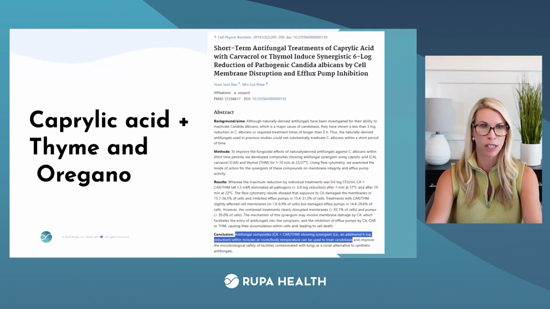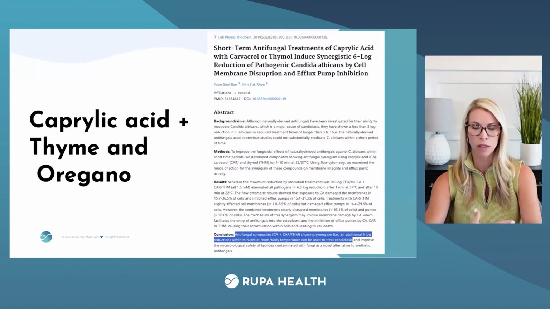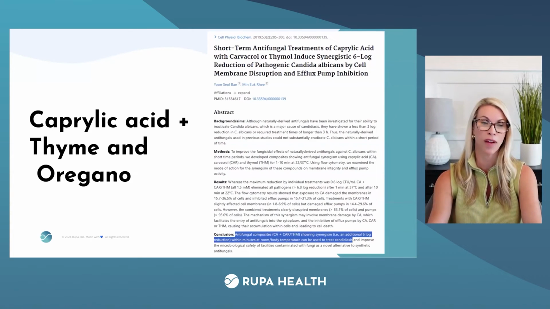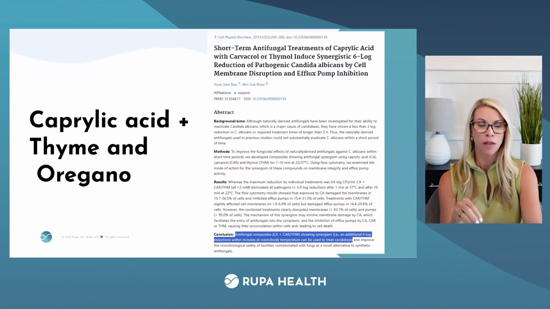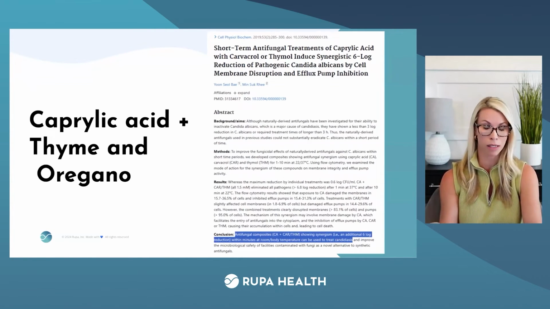Okay, so this first study here looked at caprylic acid and both carvacrol, which is basically a monoterpenoid compound that's found in oregano and thyme oil, and also thymol, which is again a monoterpenoid compound that's found in thyme. And what they found is combining these together in patients with Candida had this synergistic effect. And these could be used to inhibit the growth and to treat patients with candidiasis.